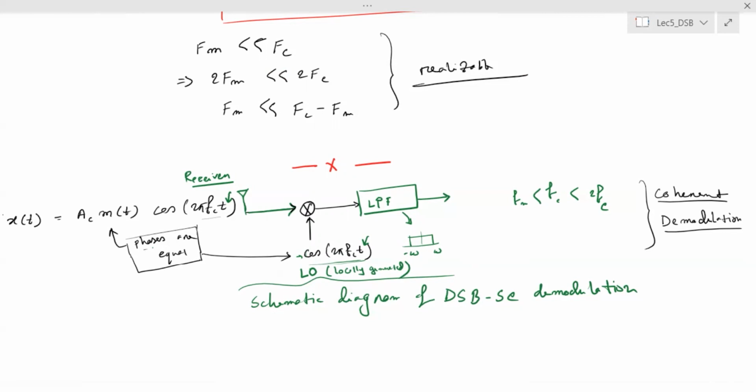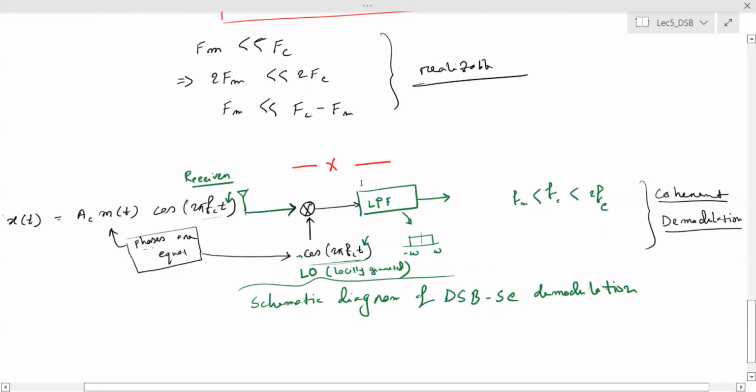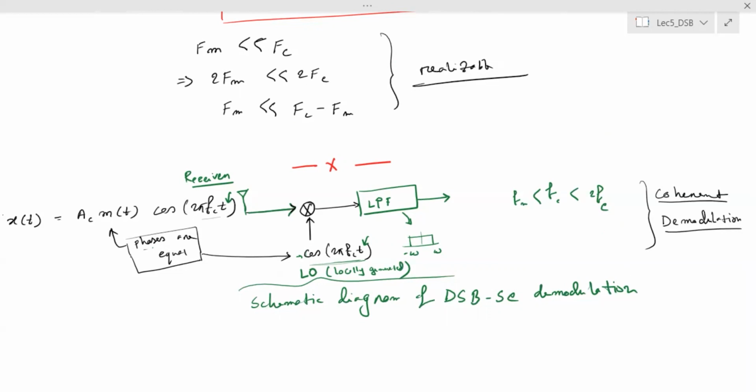That means there is no phase offset, no phase difference between these two. So this is called coherent demodulation. Now, the problem is that these phases are not always known.